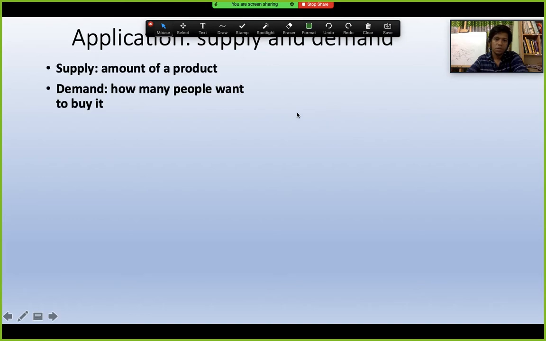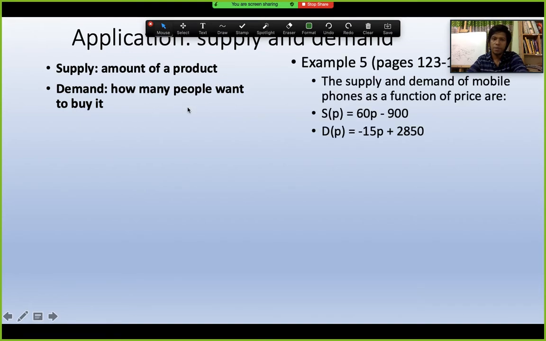So supply means the amount of thing that you have on the market, and demand means the amount of thing that you want to buy from the market. This is from our perspective, but from a factory perspective, supply means the amount of thing that they have, and demand means the amount of thing that they need to produce for the market. So supply is the amount of product, and demand means how many people want to buy it. This is the definition of supply and demand.